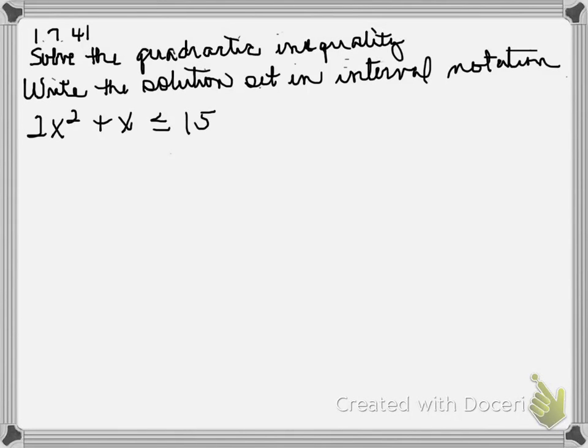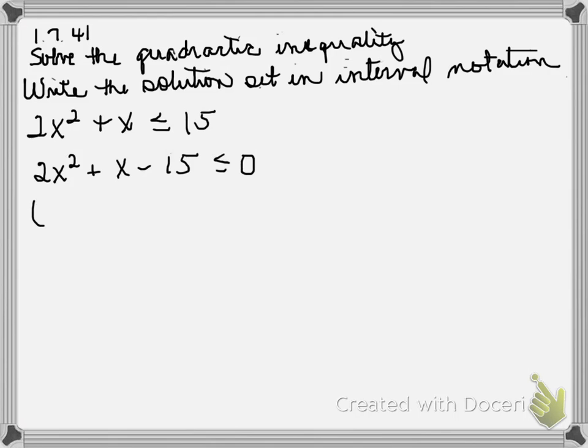This is a college algebra problem where we're asked to solve the quadratic inequality and then write the solution set in interval notation. So our inequality is 2x squared plus x is less than or equal to 15. Let's first solve the corresponding quadratic equation, and let's get it set equal to 0 by subtracting 15 from both sides. So we'll have 2x squared plus x minus 15 is less than or equal to 0.